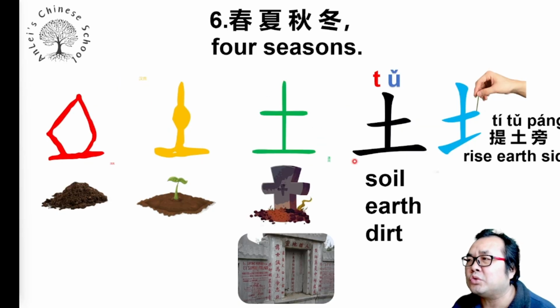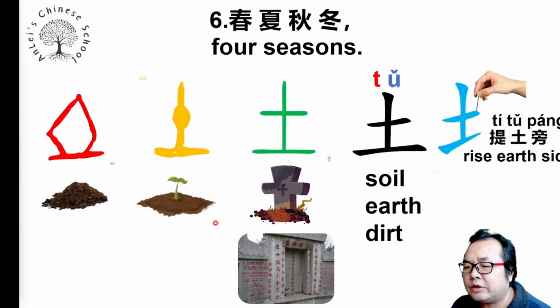This character is 土, tǔ, soil, earth, dirt. The oracle bone inscription is just like a pile of dirt. The bronze inscription is just like a sprout coming out from the earth. The small seal script is like a western-style cross-shaped tombstone buried in the soil. Ashes to ashes, dust to dust. It doesn't mean that, but this just helps you remember this character.